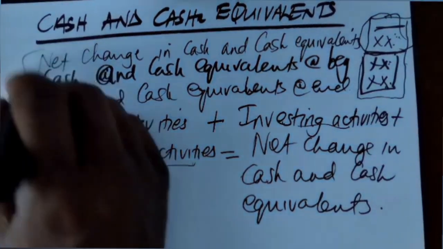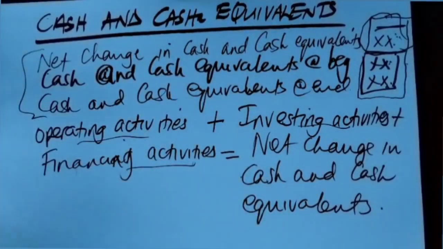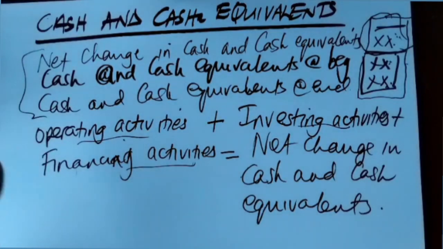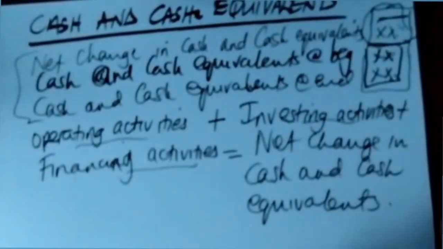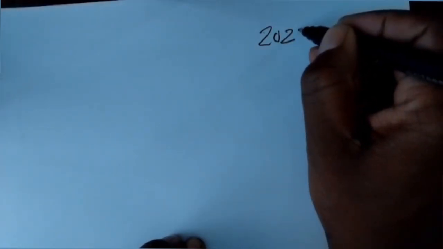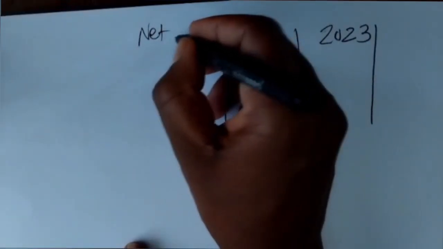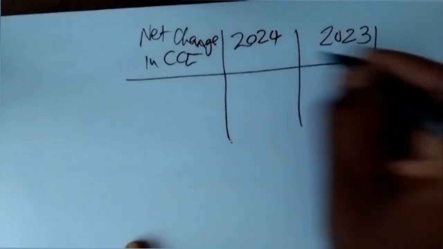Sometimes I've discovered it's difficult for some learners to do cash and cash equivalents in this straight line way, so there's an alternative method that I always advise people to use. I'm going to use an example here. Let's say this is 2023 and this is 2024. This is the easiest way of doing it, and this is going to be my net change in cash and cash equivalents.